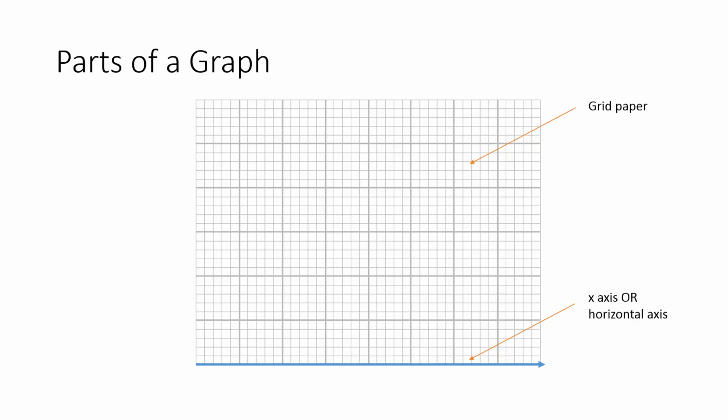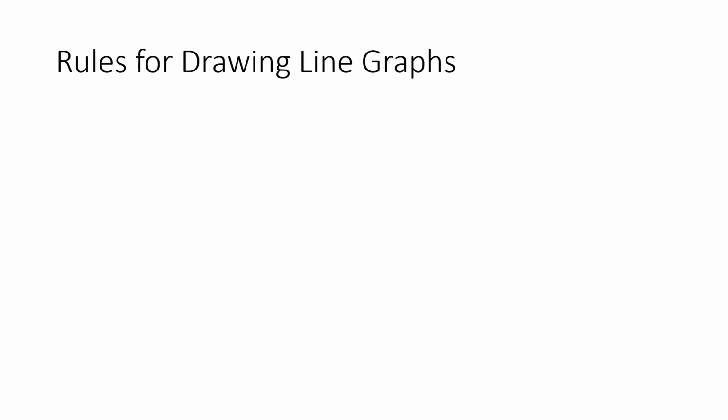You will also have two axes. The first one is the horizontal axis, or the x-axis. That's the one that lies flat. You can think of horizontal being the same as the horizon. There's also a vertical axis, or a y-axis. We'll come back to those in a minute.